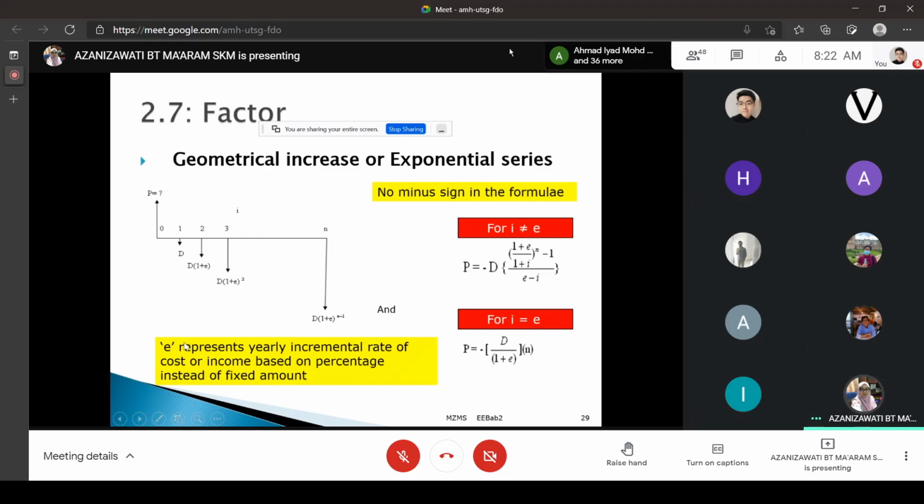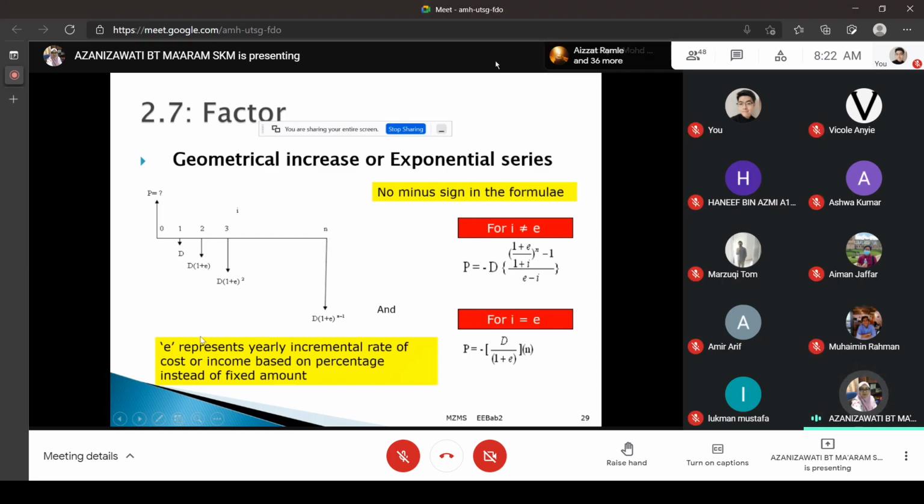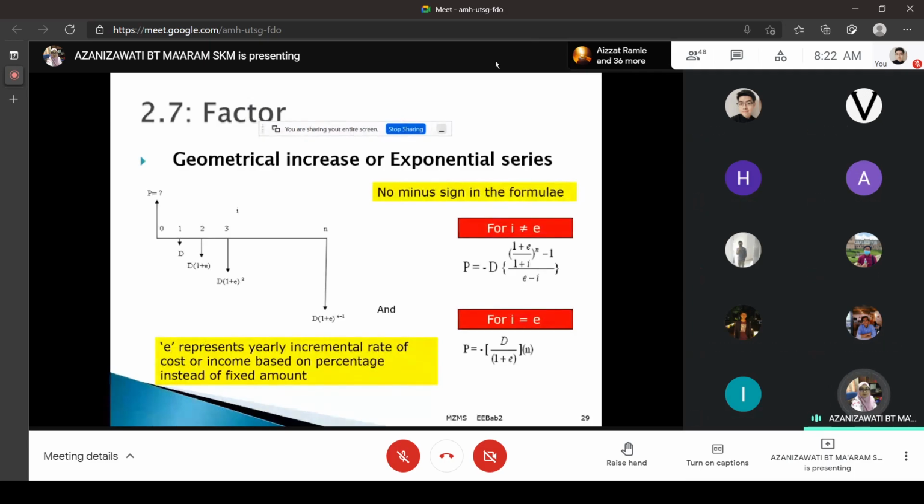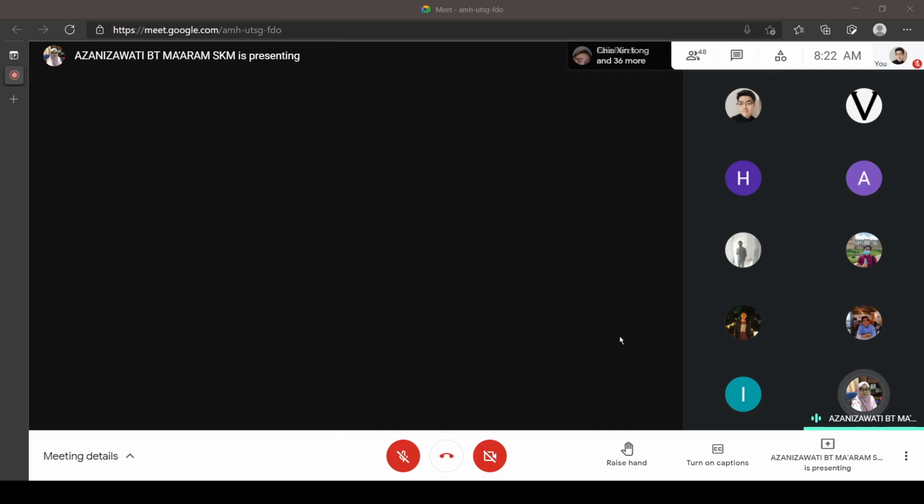So I believe most of you know the exponential, where we have the COVID cases right now. Why did they say the COVID cases will increase exponentially? Because it doubles, and then after double, triple, and after triple, it will become quadruple. So that is exponential. It will increase very significantly.